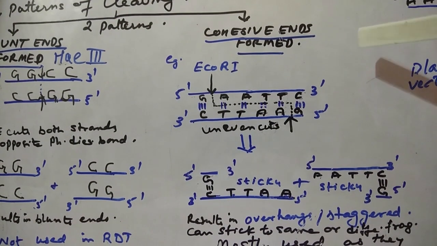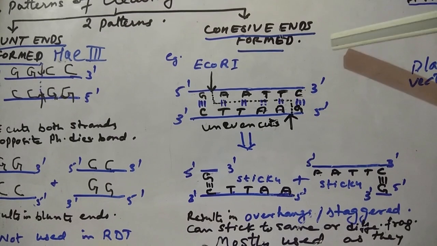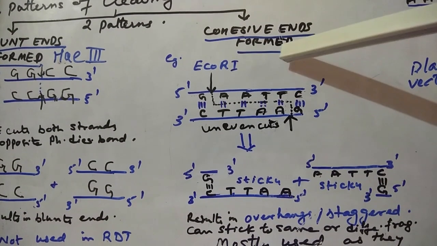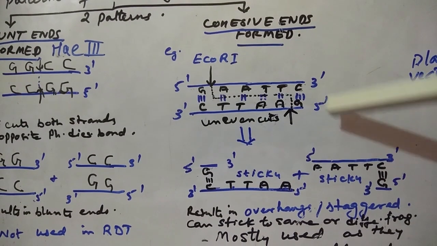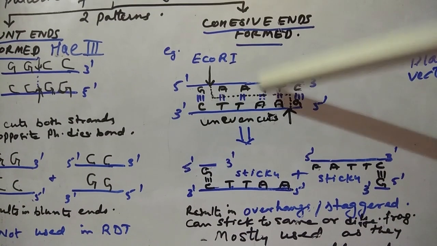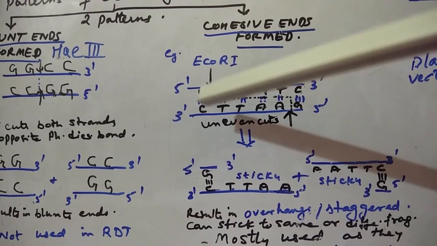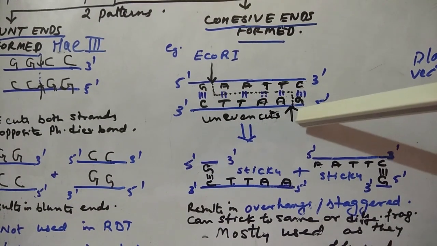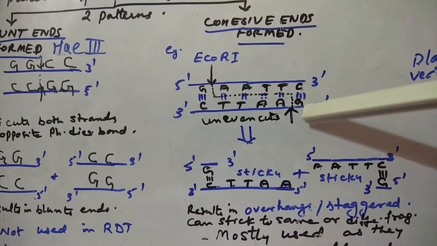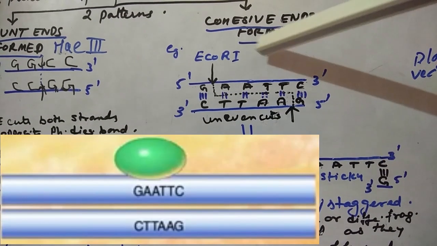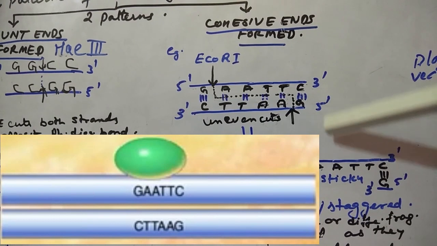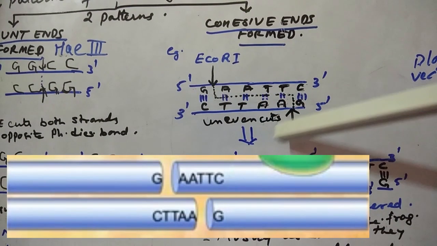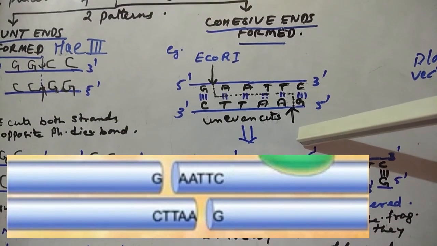Coming to cohesive ends, how cohesive fragments are formed. Take an example of enzyme EcoR1, which cleaves this particular palindrome GAATTC, GAATTC. So it recognizes this palindrome. This is its recognition sequence, and the site, as we discussed earlier, is between guanine and adenine. So when EcoR1 moves on this double strand, it finds exactly the bond between guanine and adenine and cuts it. On the other strand also, it cuts between guanine and adenine only.